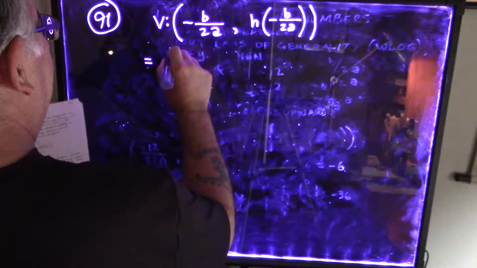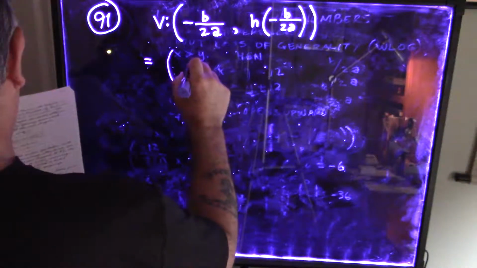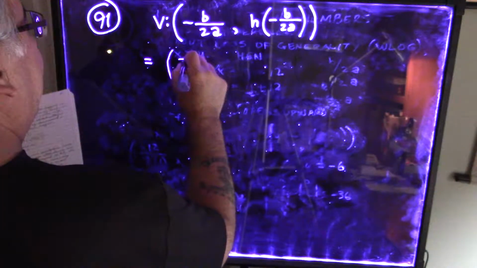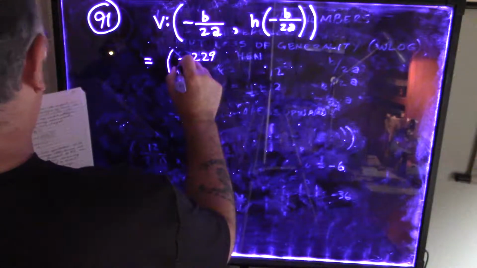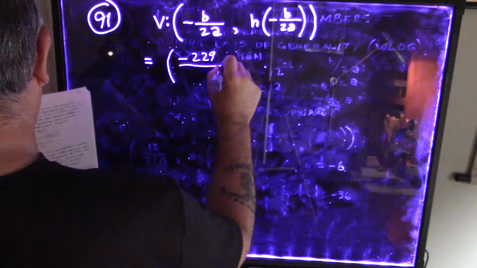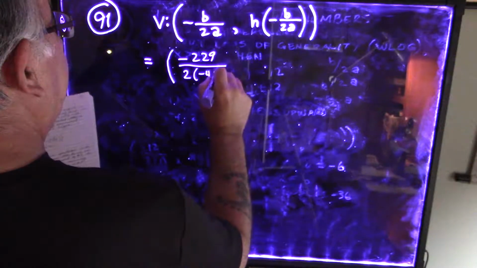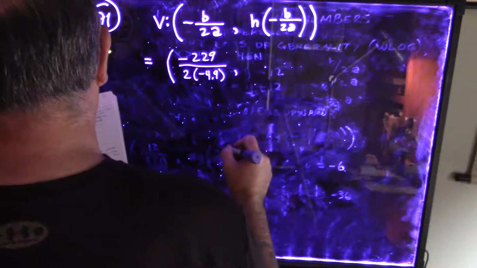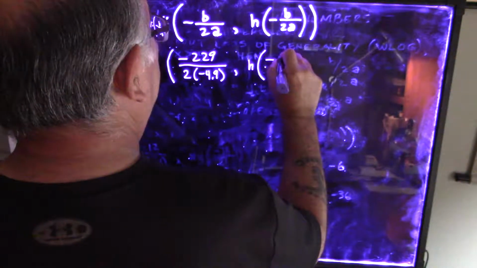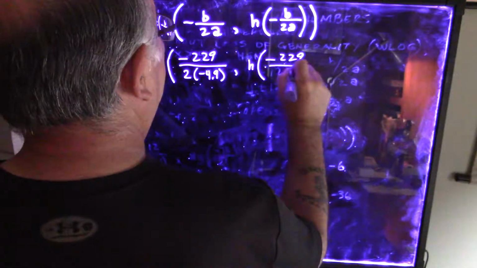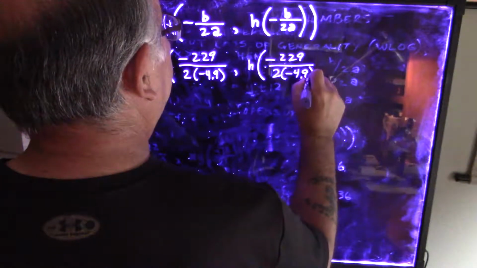And I don't want too much stuff cluttering up the work here. So this is going to be negative 229 over 2 times negative 4.9, and then h of that. H of negative 229 over 2 times negative 4.9.